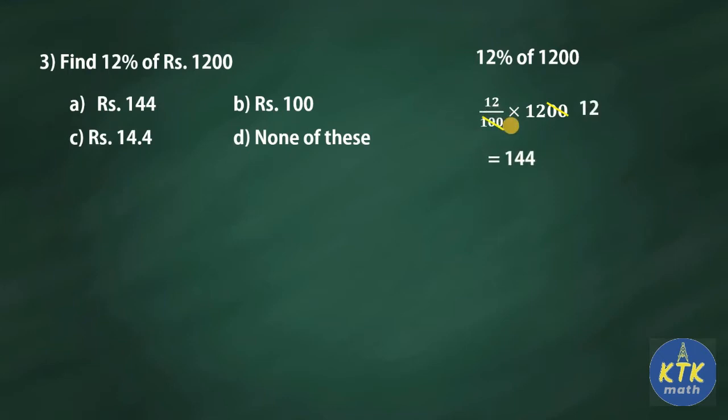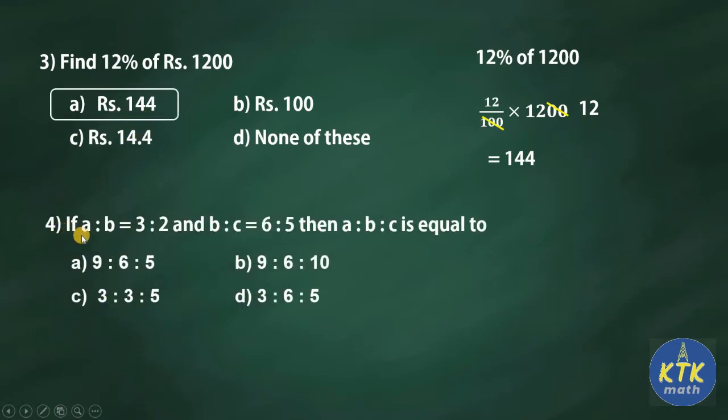So you write 12% in terms of fraction, multiply with the given value 1200. After cancellation, just multiply the numbers and then write your answer. So your answer for the third question is 144. Your fourth question now. If A is to B equal to 3 is to 2 and B is to C equal to 6 is to 5, then A is to B is to C is equal to? That is, two ratios they have given. We are going to combine all the ratios together.